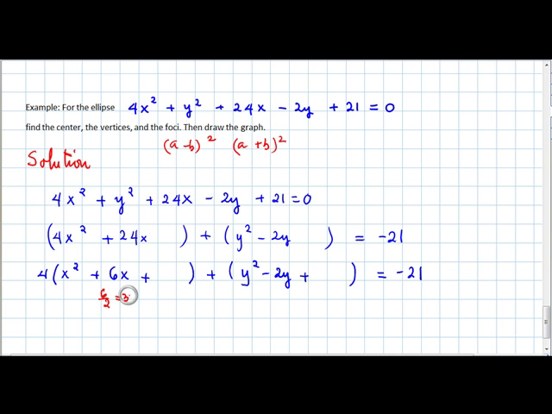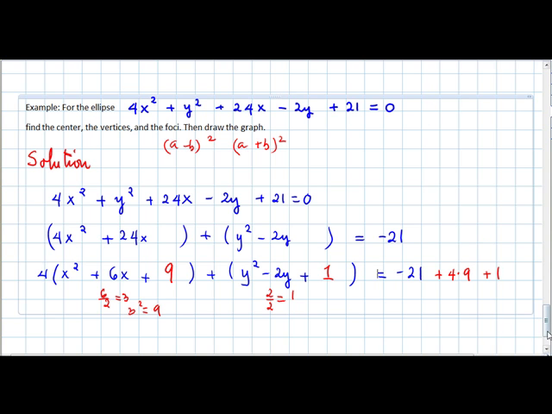So now in the square, we square the 3 and we have 9. So I add 9 here. Now we don't actually add just 9; the 9 goes inside here, but the whole polynomial is multiplied by 4, so we actually add 4 times 9, like that. Over here we do the same thing. I take 2 divided by 2 equals 1, and then 1 squared is equal to 1. In this case I add only 1.